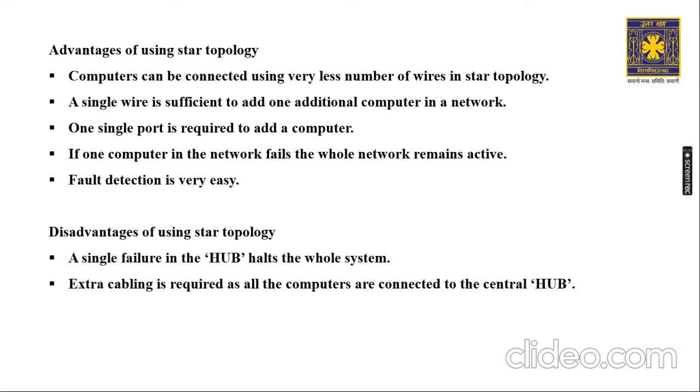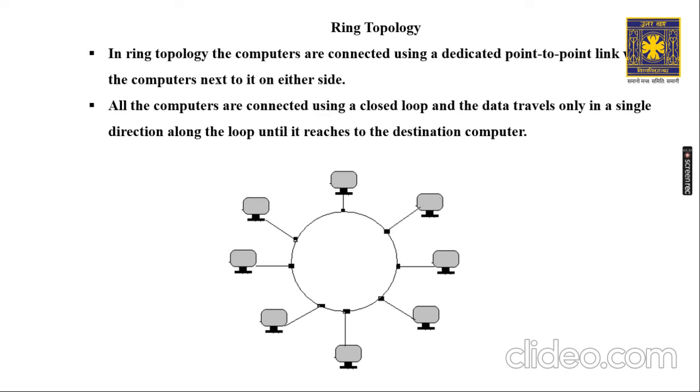Now we will move to another topology, called ring topology. In ring topology, the computers are connected using a dedicated point-to-point link with the computers next to it on either side. We can see in this picture that there is a ring, and different computers are connected to this ring using pieces of wire. All the computers are connected in a closed loop, and data travels only in a single direction along the loop until it reaches the destination. Suppose one computer transmits data, the data starts circumnavigating the ring, and that way it reaches the destination. This is how ring topology works.